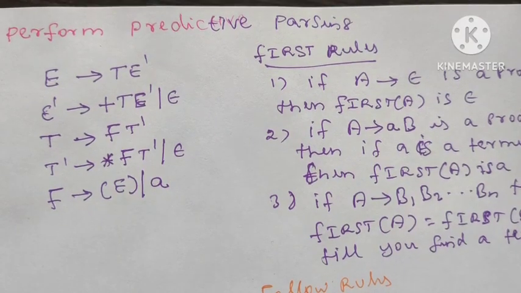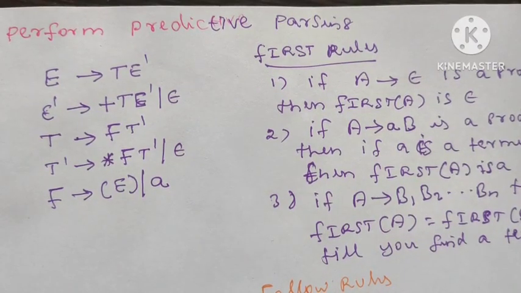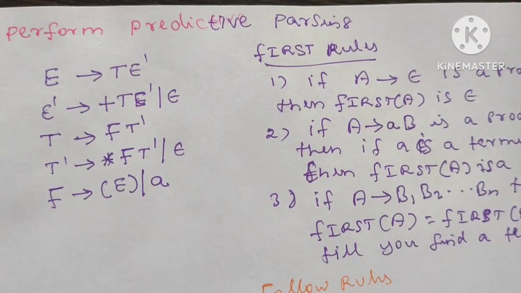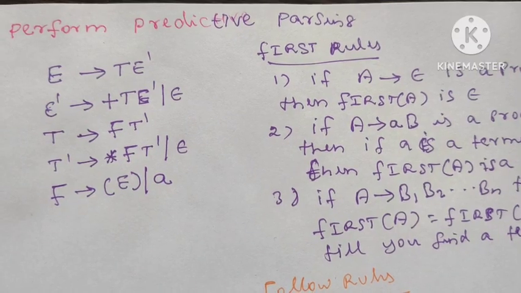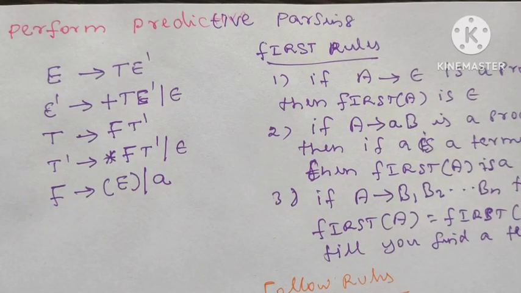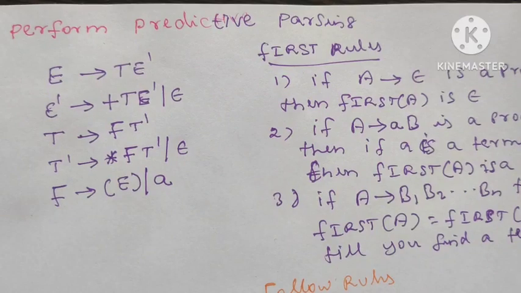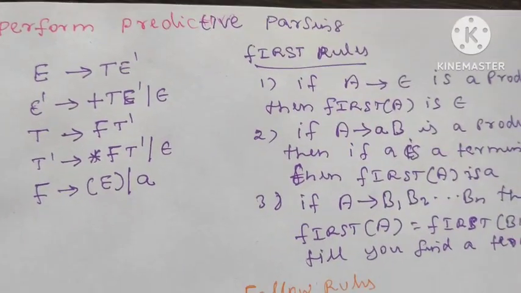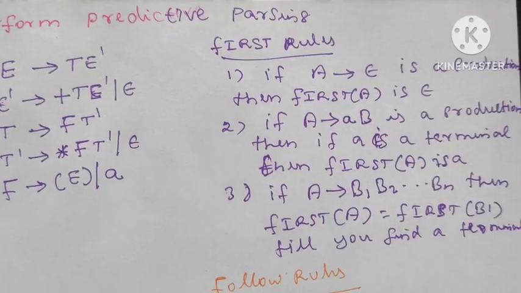So we have such a grammar here. It is a grammar with left recursion eliminated. E tends to TE dash, E dash tends to plus TE dash or epsilon, T tends to FT dash, and then T dash tends to star FT dash or epsilon, and then F is E flanked by brackets, or a. So this is the grammar here. Now first we have to understand the first and follow rules.